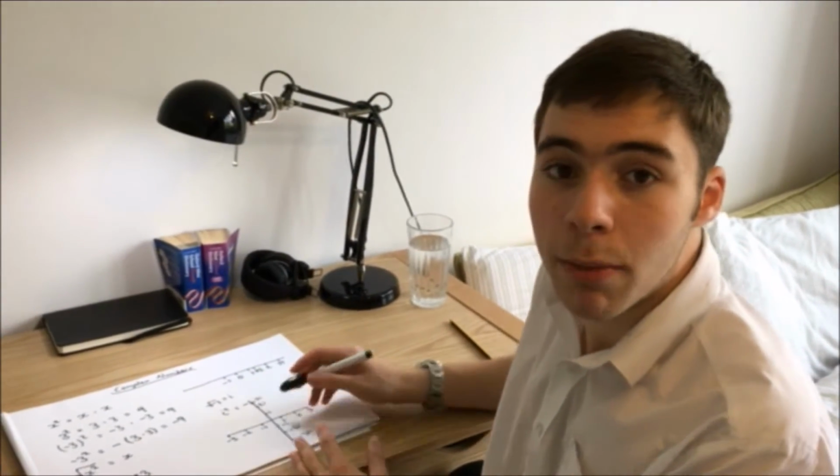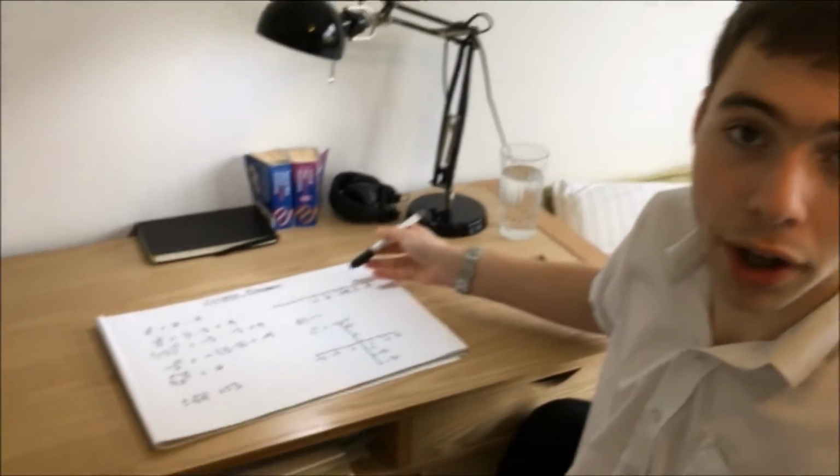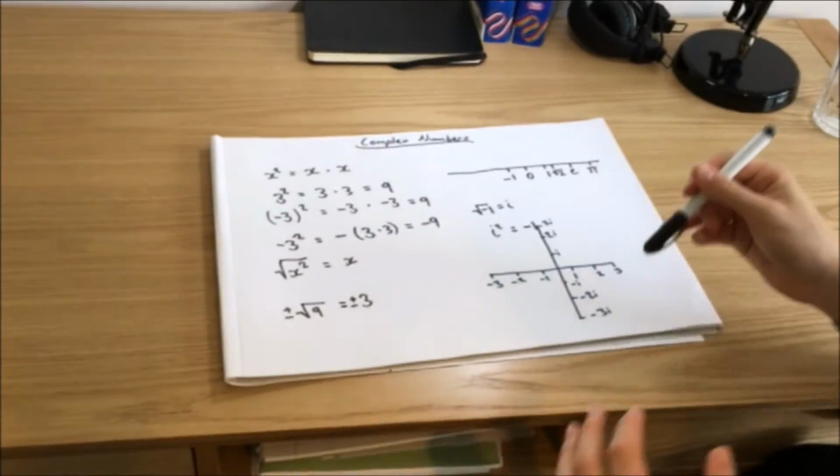And now we can represent i on this. This is called the complex plane. Any point on this plane can be represented as the sum of a real number, that is a number that can fit on a one-dimensional number line, and a multiple of i.